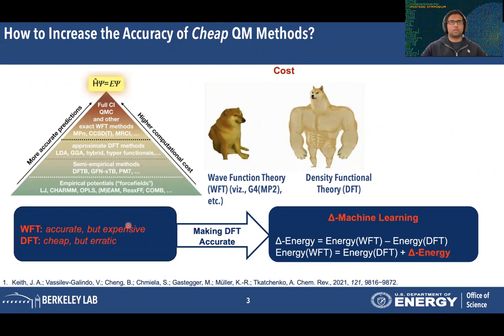Therefore, we would like to find a way to attain wave function method level accuracy at a much reduced cost. One way to achieve that is to use the so-called delta machine learning method, and thus we have adapted it in our work. In the delta machine learning scheme, we train the model to predict the energy difference between a high and a low level of theory. Therefore, if we know the energy at the cheap level of theory, we can compute the energy at a high level of theory using this equation, where this delta energy term is predicted through our machine learning model.